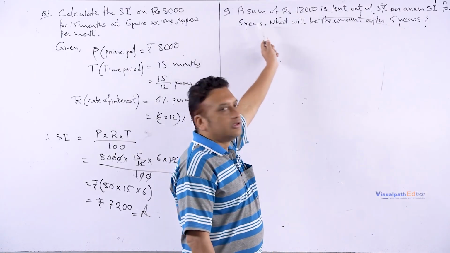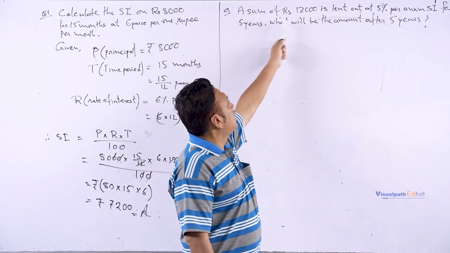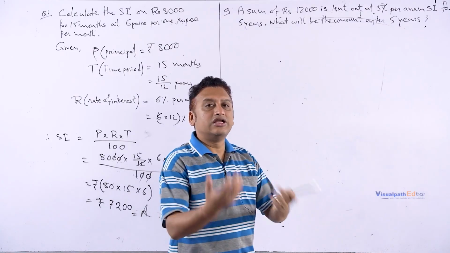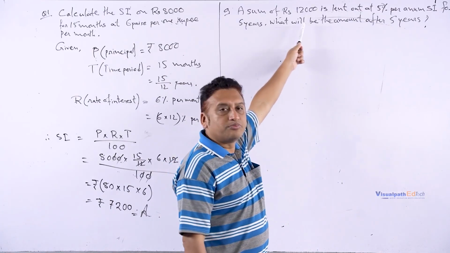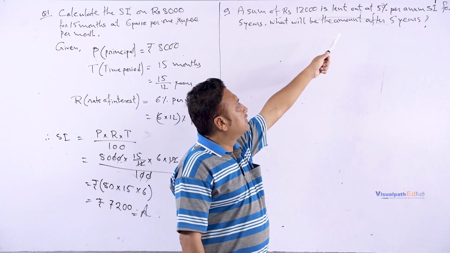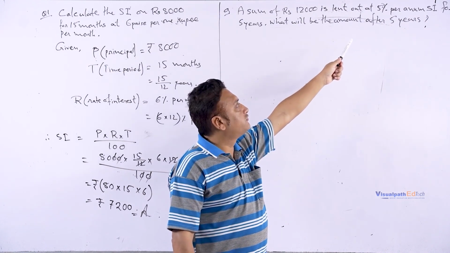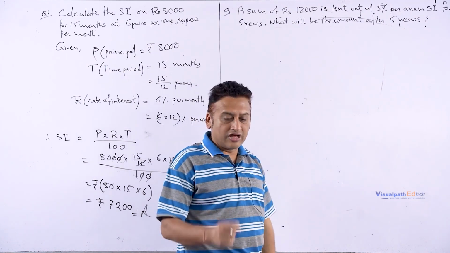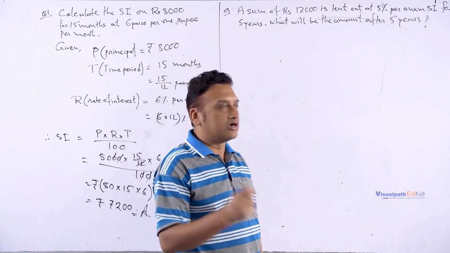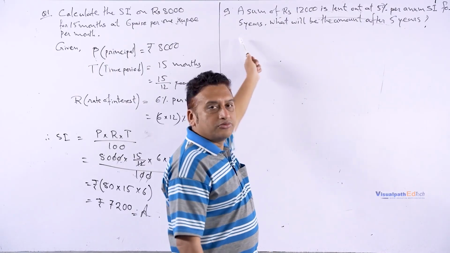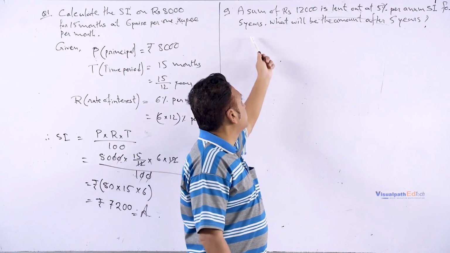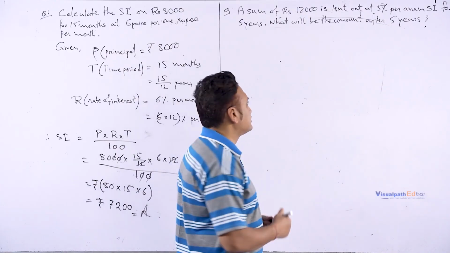So, once again, what are the things given? A sum of rupees 12,000 is lent out. So, 12,000 is our principal, and then at an interest rate of 5% per annum. So, that 5% is the value for your R, rate of interest. And for how many years? 5 years. So, that is the value for your T. So, let us find SI.